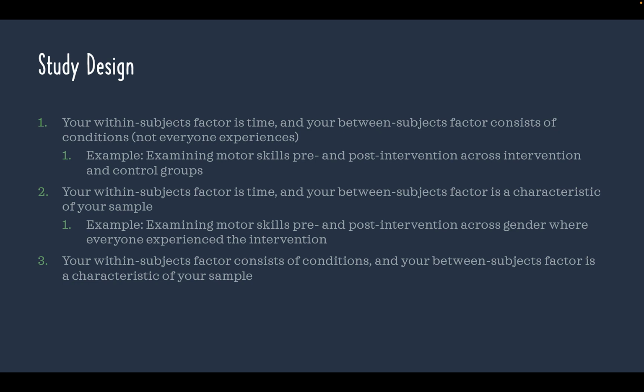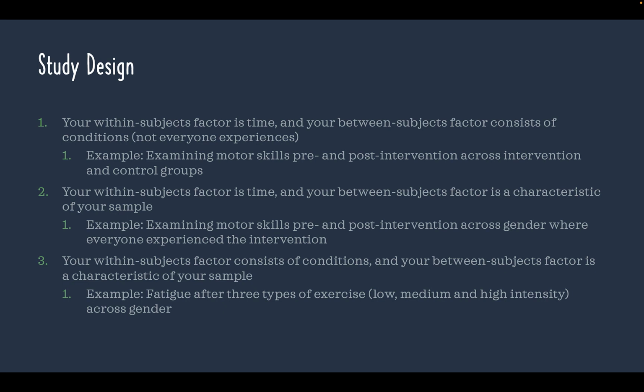So an example would be examining motor skills pre-post intervention across gender where everyone experienced the intervention. And then lastly, the third example is your within subjects factor consists of conditions that everyone experiences, and your between subjects factor is a characteristic of your sample. An example here would be measuring fatigue after 3 types of exercise, low, medium, and high intensity, across gender, a characteristic of your sample.